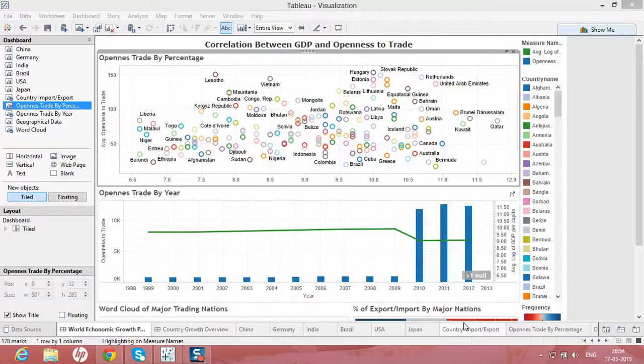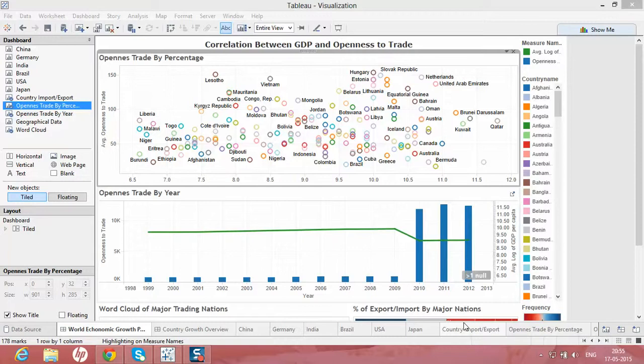We have taken data from the World Bank data website, available from 1916 to 2013 for various countries. We have created two dashboards for per capita GDP analysis. In the first dashboard, we tried to identify the relation between GDP and openness to trade, and to identify those economies which are very interested in trade, the biggest major nations.